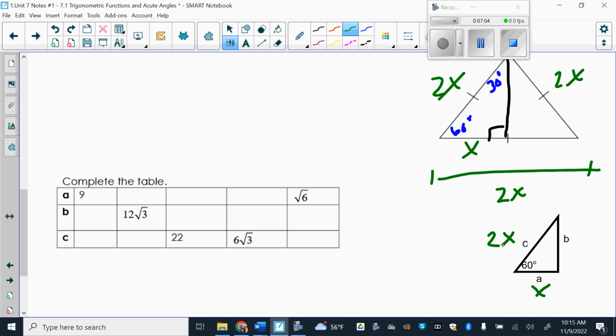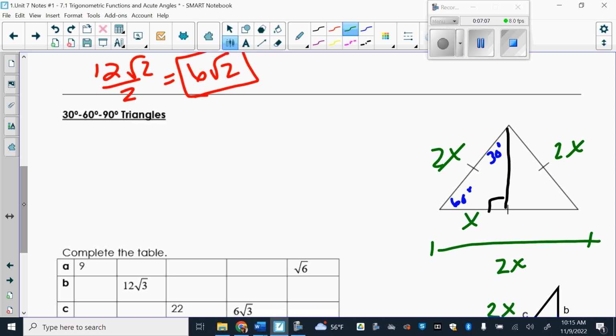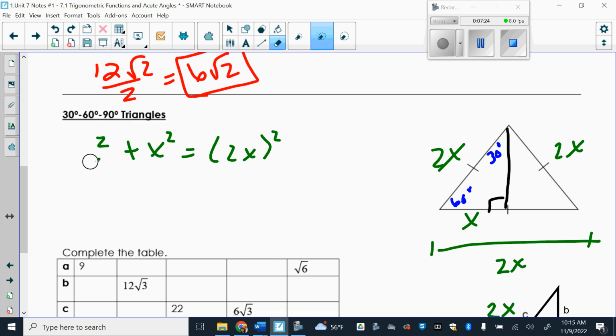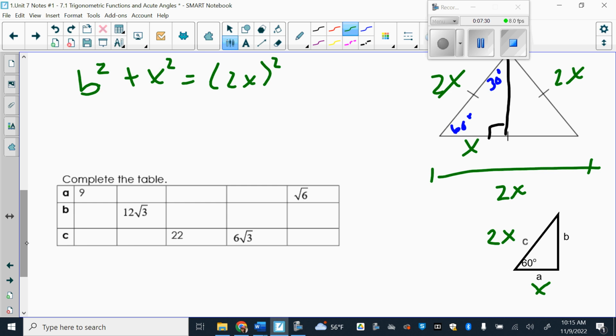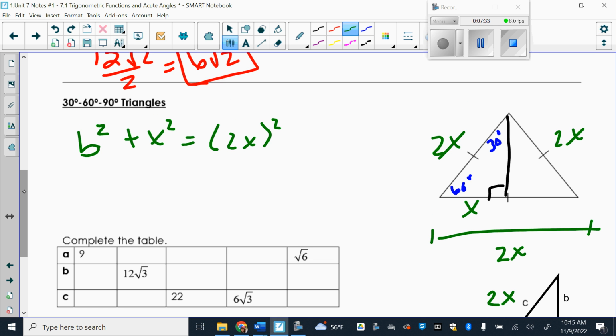Now we just need to figure out, well, what is opposite the 60-degree angle? So again, I can do Pythagorean theorem. So I know a squared plus b squared equals c squared. So solving for, and actually let me change my variable here since our triangle down here has opposite the 60 being side b, we'll just keep that the same. So again, I'm looking for the measure of side b. So b is the variable I'm solving for. So that gives me b squared plus x squared equals 4x squared. 2x times 2x is 4x squared.